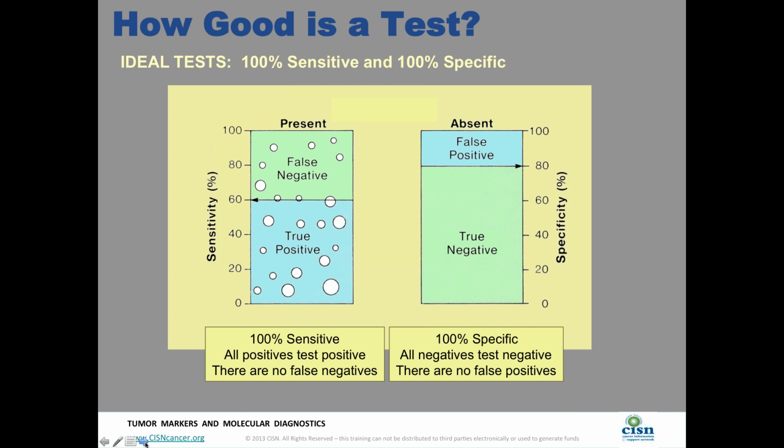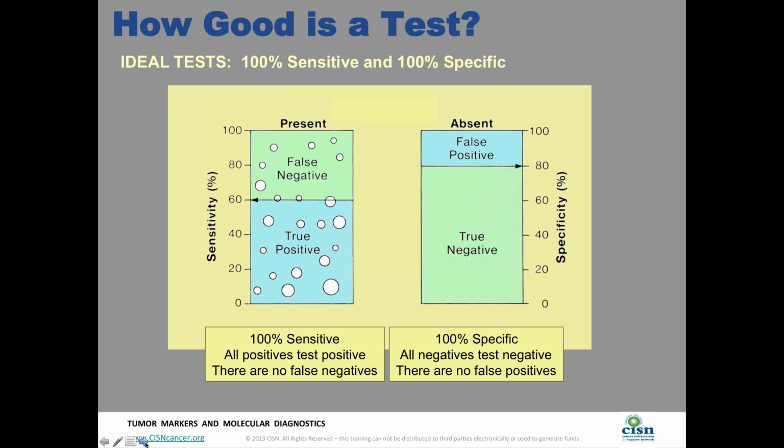And Peggy went over this, so I won't go over this very much, but how good is a test? I think this is really important. I work in a lab, and lab tests do have variability, and variability is always going to be there, and you can't get around it. So an ideal test is 100% sensitive and 100% specific. This will never happen in my lifetime, I don't think. But they strive for that, and so you really want to know how specific it is and how sensitive it is.